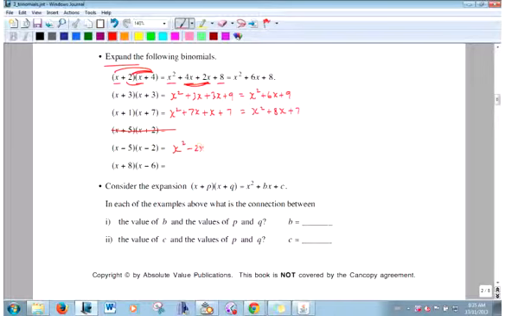X squared minus 2x minus 5x. Negative times a negative. Positive. 5 times 2 is 10. Okay, so x squared minus 7x plus 10. All right. And finally, x squared minus 6x plus 8x. What's 8 times negative 6? Minus 48. Okay? Minus 6 plus 8 is plus 2x minus 48.